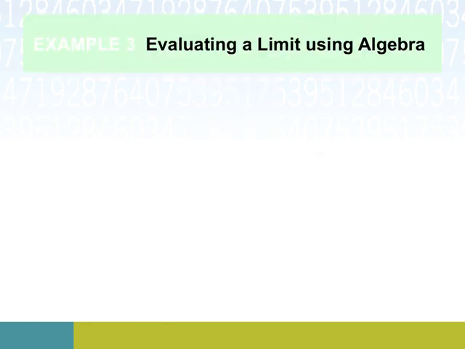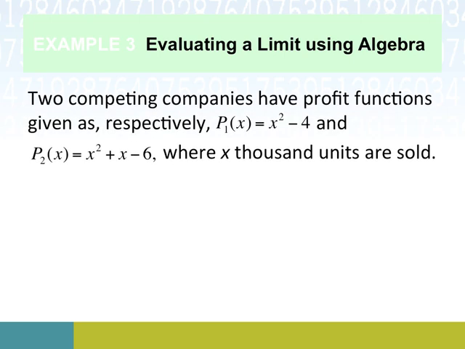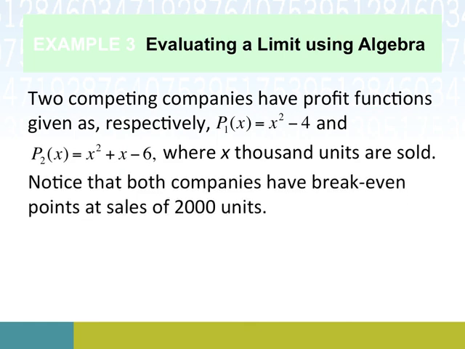We'll do one more of these with an applied context. So we have competing companies. We've got profit functions for one of them, x squared minus 4. The profit function for the other is x squared plus x minus 6. And then just to keep track of units, x thousand units are sold. And then we're asked to notice that each of these companies has a break-even point when they sell 2,000 units.